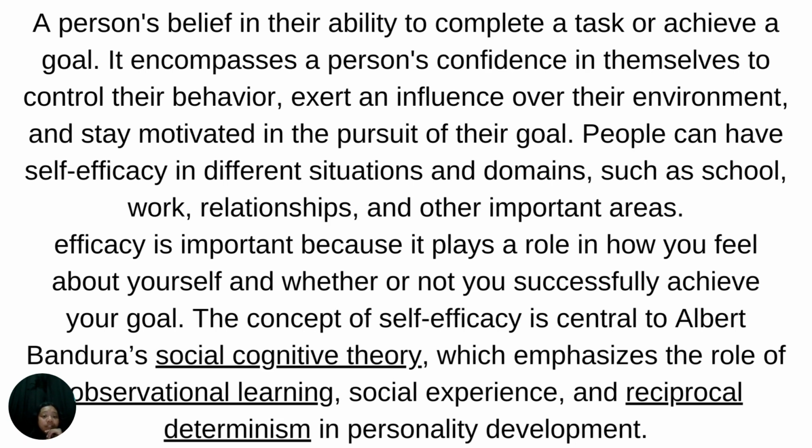Efficacy is important because it plays a role in how you feel about yourself, whether or not you successfully achieve your goal. The concept of self-efficacy is central to Albert Bandura's social cognitive theory, which emphasizes the role of observational learning and social experiences and reciprocal determinism and personality development.